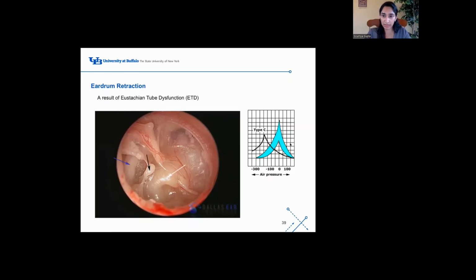With this, because there is negative pressure from the eustachian tube dysfunction, you see a type C tympanogram. And the way that you would treat it is usually with tympanostomy tube placement, eustachian tube dilation, laser therapy. There are all different options. And if it's very severe, then surgery may need to be done.